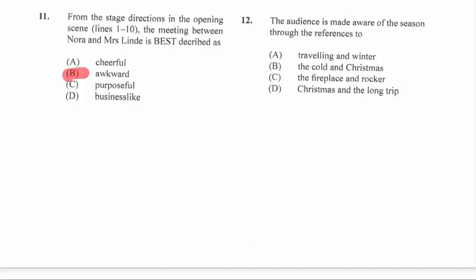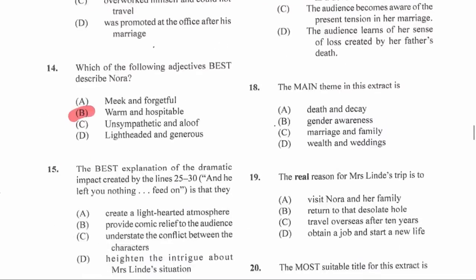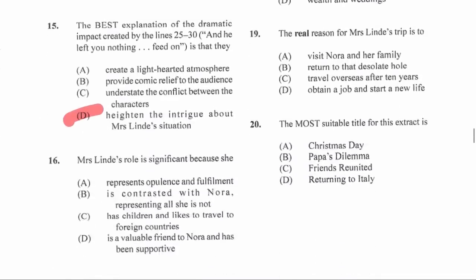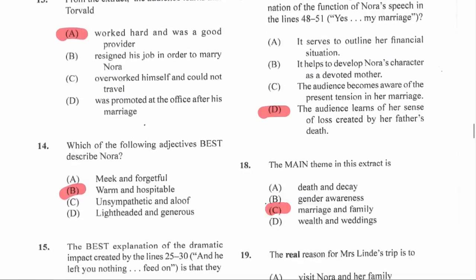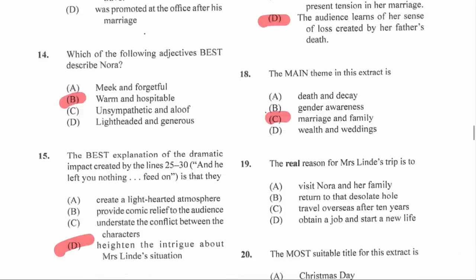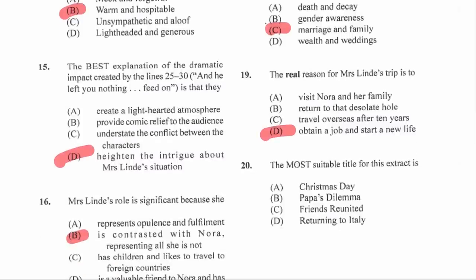Anyhow, 11, B, 12, D, 13, A, 14, B, 15, D, 16, B, 17, D, 18, C, 19, D, 20, C.